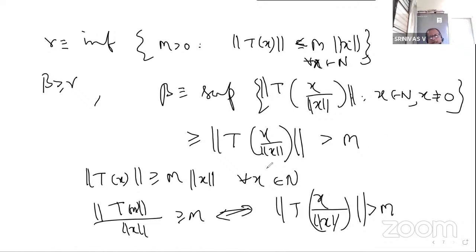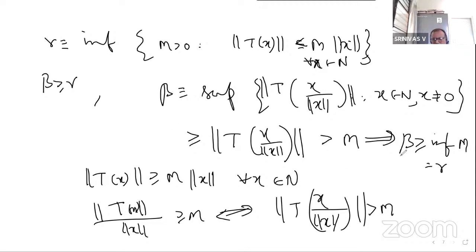And if you take infimum, so you have beta is greater than m. If you go for infimum for all this, you will have beta is greater than or equal to m. Beta is greater than or equal to infimum of m's, which is gamma.